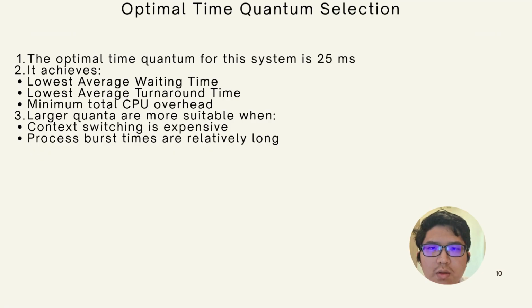While smaller quanta offer the highest fairness, the fixed 1 millisecond context switch penalty makes them inefficient for this workload. Therefore, for systems where context switching is expensive and process burst times are relatively long, larger time quanta should be preferred to maintain optimal performance.